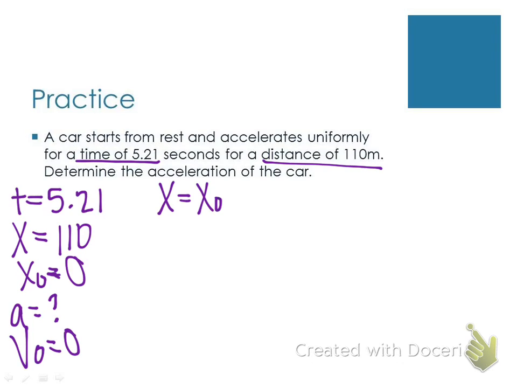X equals x sub O plus V sub O t plus 1/2 AT squared. All right, so now we just plug and chug, okay? Plug in our variables and get our answer out.